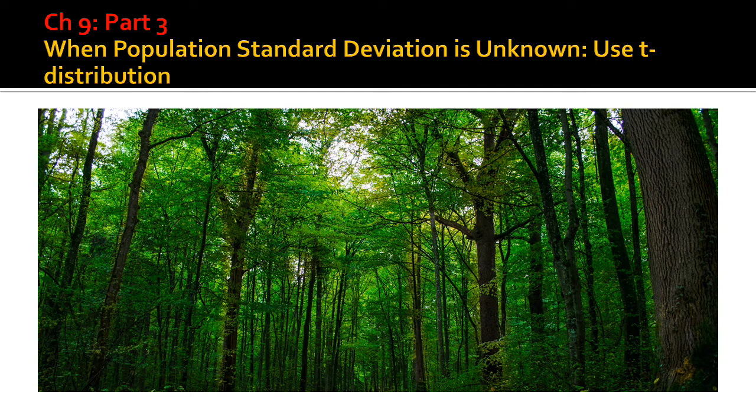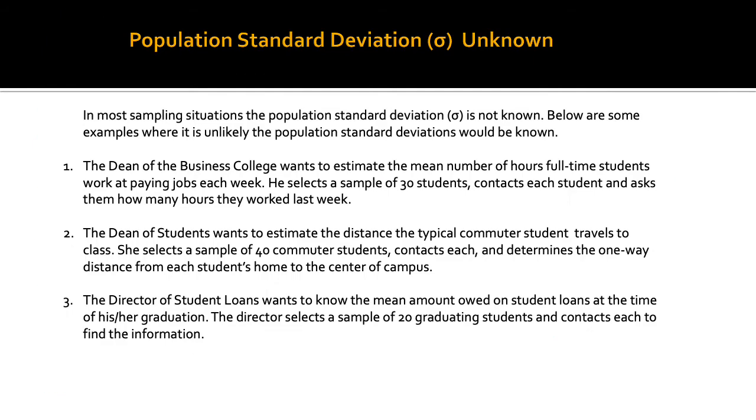Chapter 9, Part 3, when the population standard deviation is unknown. In these cases, we use the t-distribution rather than the z-distribution. Now just quickly, what do we mean when the population standard deviation is unknown? Well, specifically, we mean that we are going to be using the sample standard deviation as an estimator for the population standard deviation. What are some cases where the population standard deviation might be unknown?